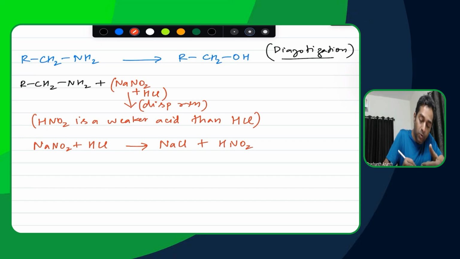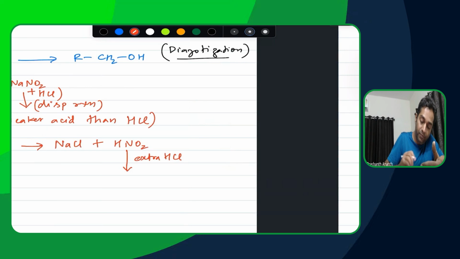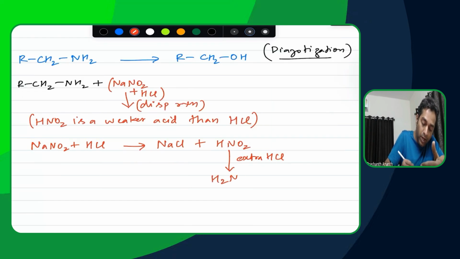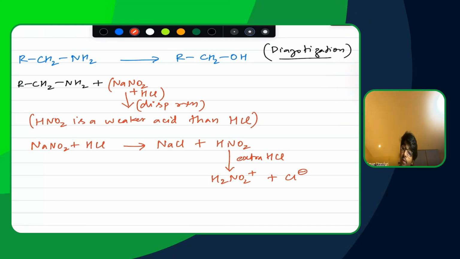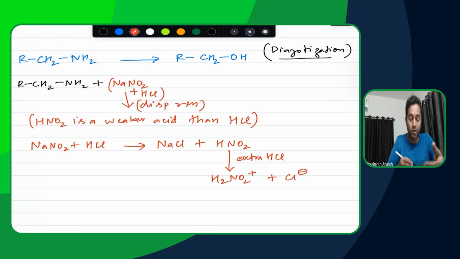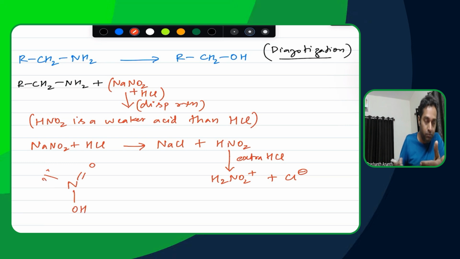This HNO2 is not going to stay simply as it is. It will react with extra HCl to give me H2NO2 plus and Cl minus. Now let's study the structure of this H2NO2 plus. HNO2, by the way, has a structure like this.